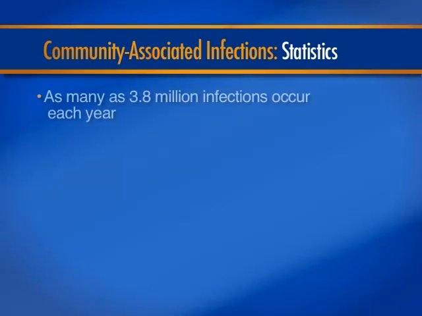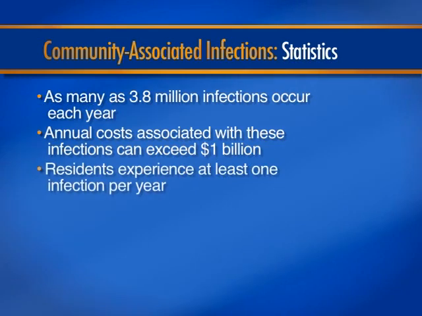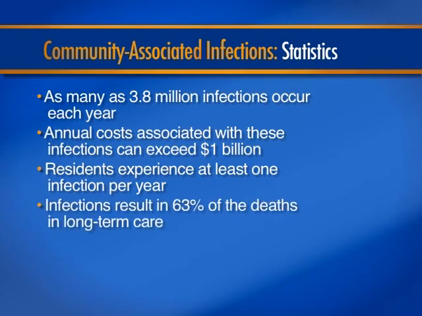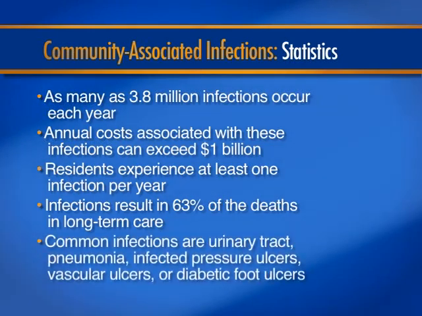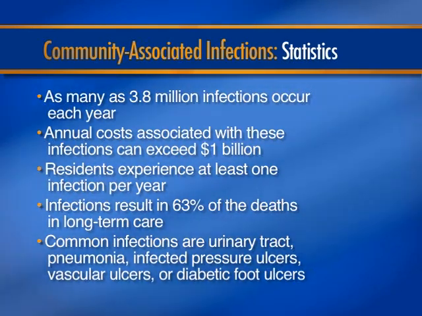Recent studies show that as many as 3.8 million infections occur each year in long-term care facilities across the United States. Now consider this whopping figure. Annual costs associated with these infections can exceed $1 billion. The statistics are staggering. It is estimated that residents experience at least one serious infection per year. Infections result in 63% of the deaths in long-term care. The most common infections are urinary tract, pneumonia, infected pressure ulcers, vascular ulcers, or diabetic foot ulcers.